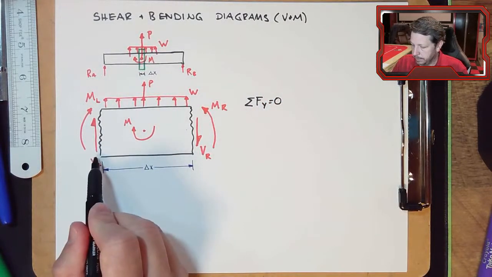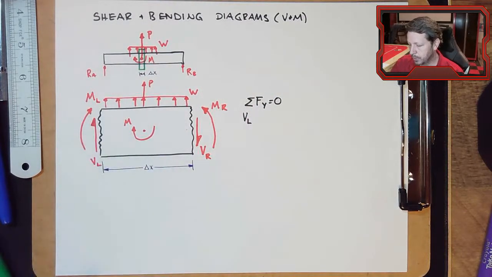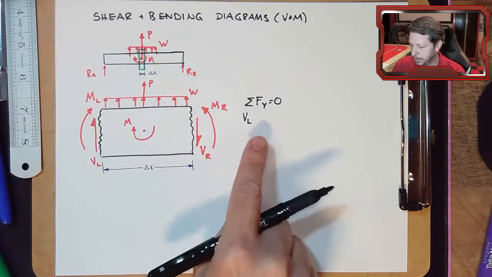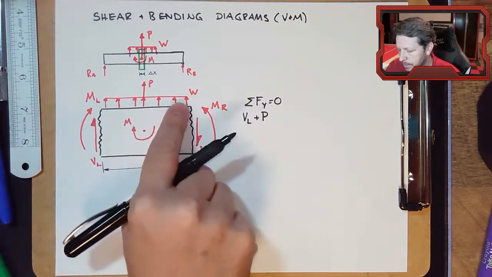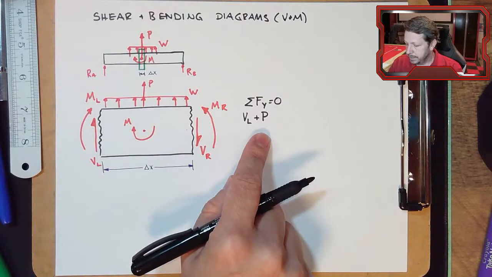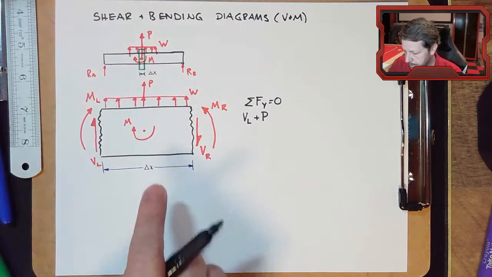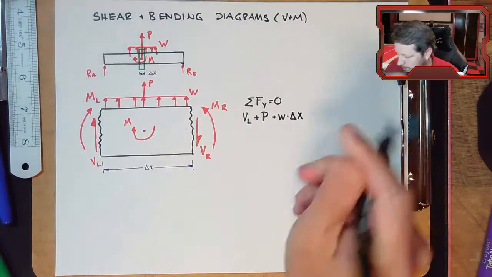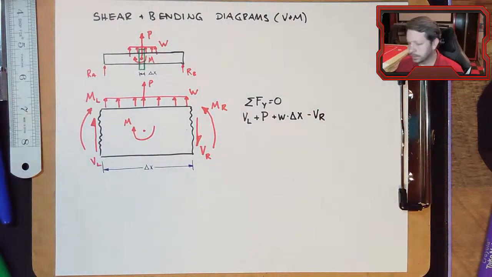So I've got VL, the shear force on the left-hand side of the beam. It's going upwards, so that's a positive in my equation. Plus P, one of the reasons I put this going upwards so that I get a plus in here. Plus, now this is a distributed load, so normally when we're writing equilibrium equations in the x or y direction, we lump this. The lumped version of this distributed load would be W times delta x, and it's pointing upwards, so plus W times delta x. VR I've got going down, so minus VR, that's the shear force on the right-hand side of the beam.